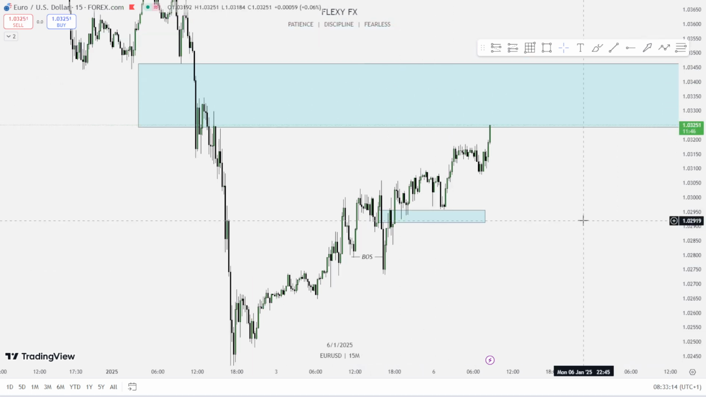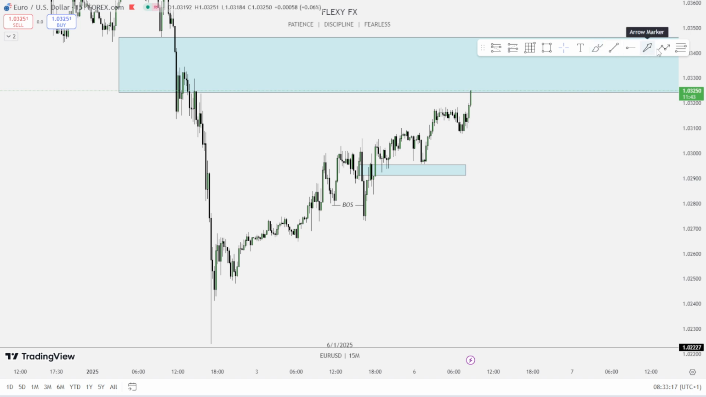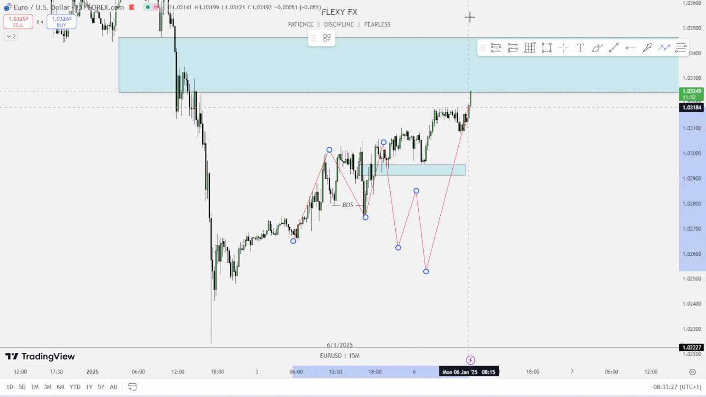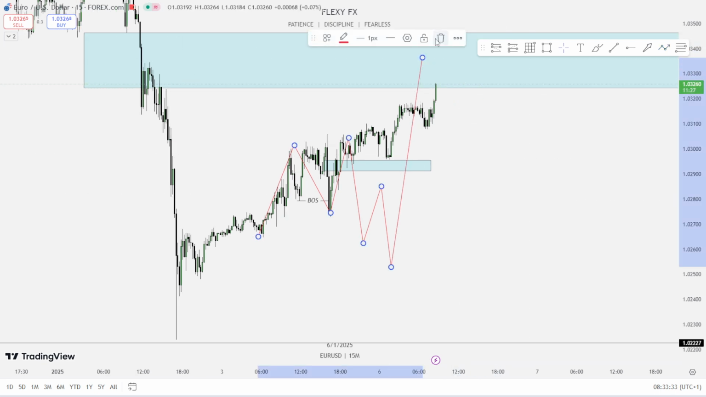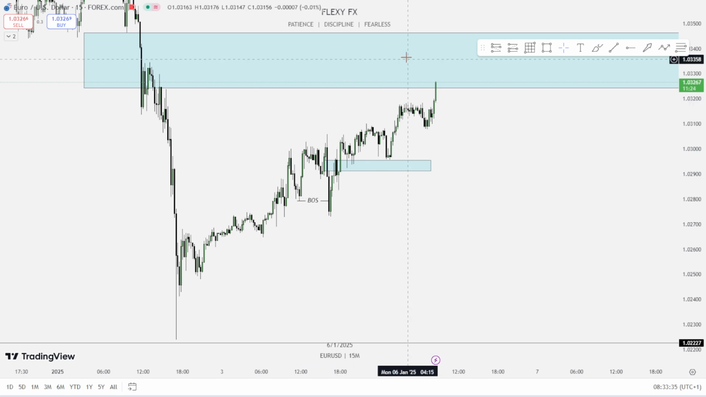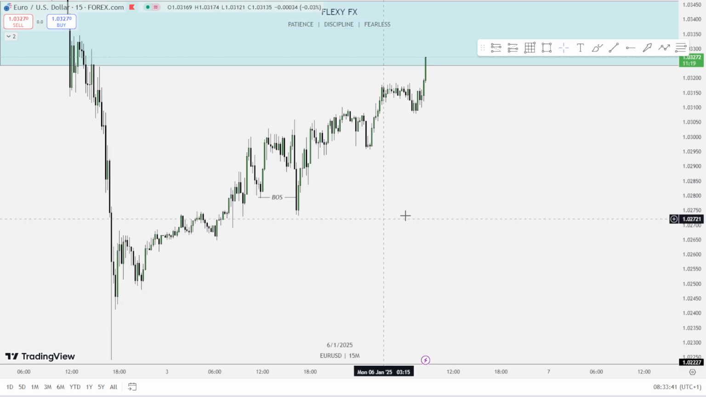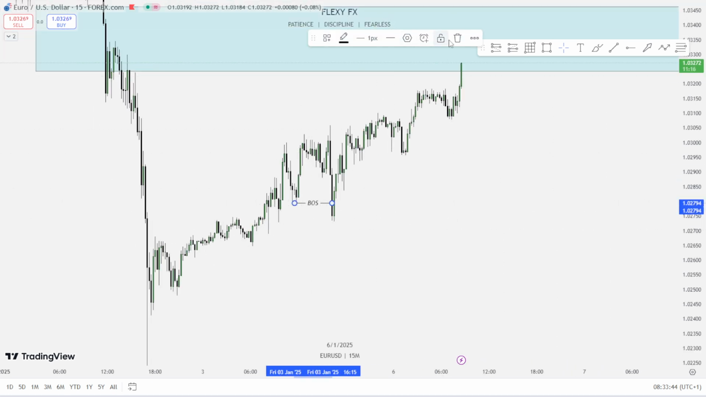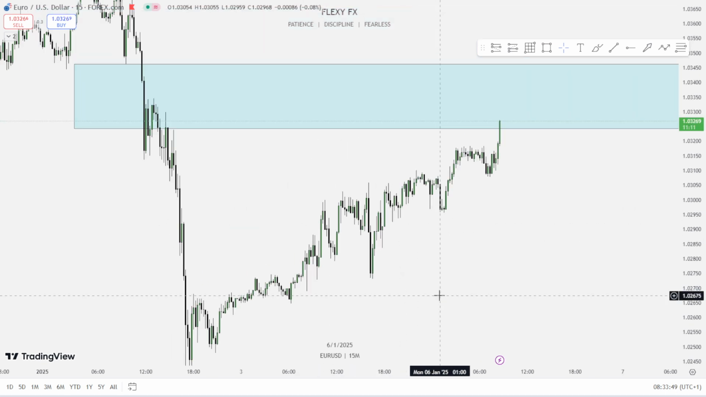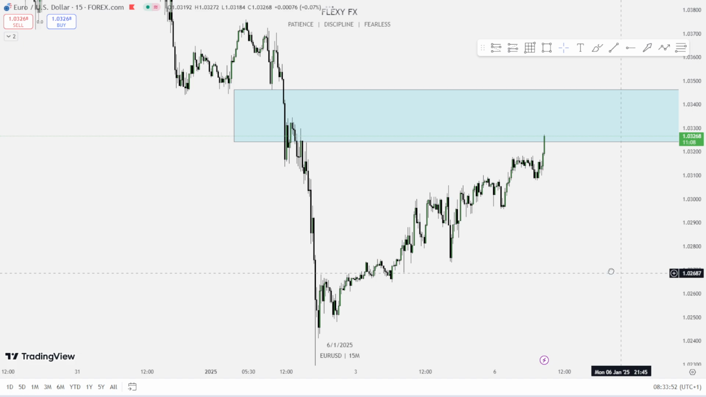So if this is your point of interest, forget about whatever price is doing within this range before it gets here. Okay, price would want to induce a lot of people before going to the predicted point of interest. So whatever happens before price gets into this zone is none of your business. So this is how you are going to avoid a fake market structure shift and then a fake change in character. Most of the time it's as a result of FOMO.